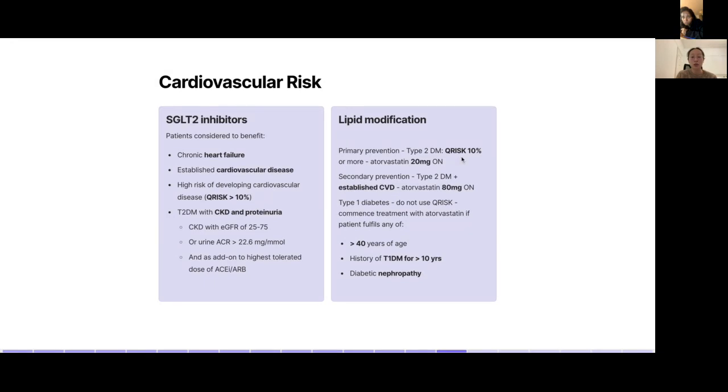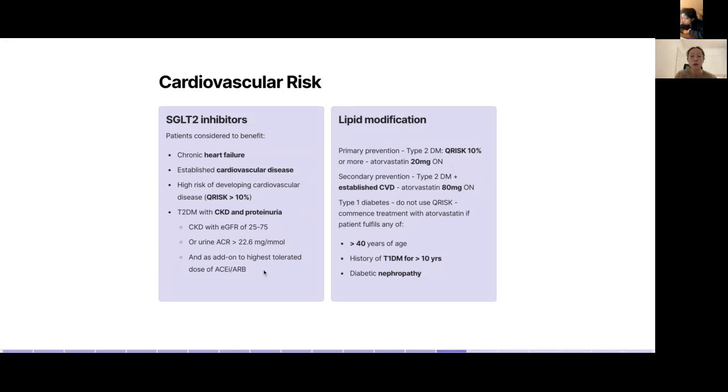And these patients, you'd also want to put them on a statin as well. And obviously, if they have established cardiovascular disease, whether ACS or heart failure, you put them on a higher dose of atorvastatin. Another thing to consider is patients who are diabetic with impaired renal function, so reduced eGFR, or they have proteinuria. You also put them on a gliflozin to improve their outcomes from a cardiovascular perspective as well.